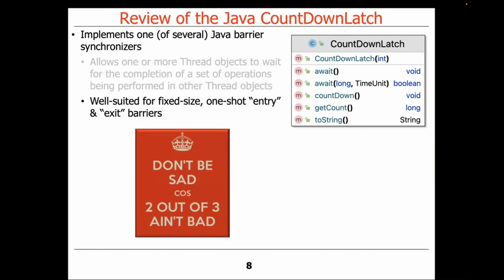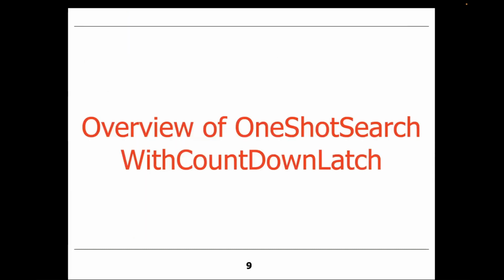A CountDownLatch is well suited for fixed-size, in other words, a fixed number of threads, one-shot entry or exit barriers. In particular, you can't really use it for cyclic types of processing, which we'll look at later. And moreover, you really have to limit it to a fixed number of waiting threads. It doesn't work well for variable numbers.